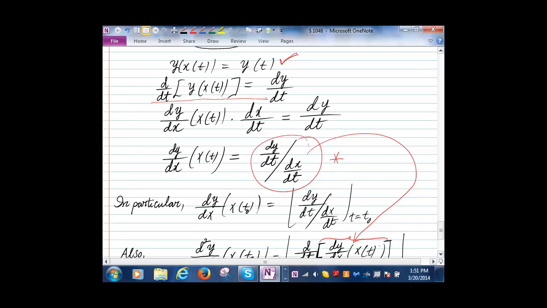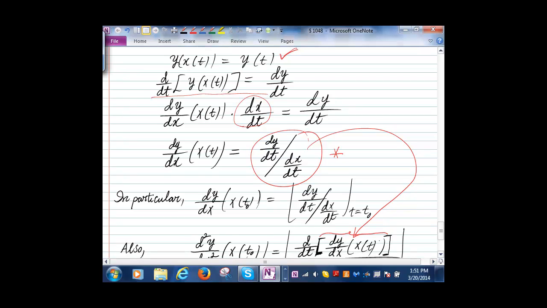Well, by chain rule then, what would be the derivative? It will be the derivative of the outside. So it will be dy dx, but it has to be evaluated at the inside, multiplied by the derivative of the inside. So I have dy dx evaluated at the inside, multiplied by the derivative of the inside right here. And once I obtain that, I can simply solve for the derivative of y with respect to x evaluated at x of t, which would be the ratio of dy dt and dx dt.